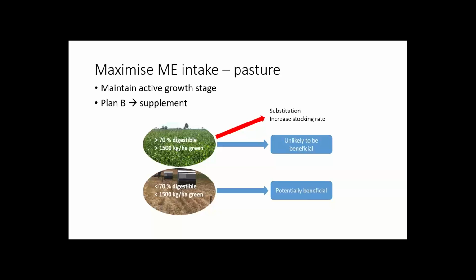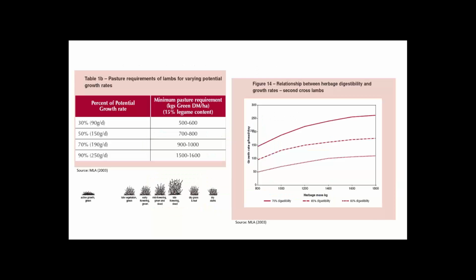It's just a free app on your phone, and you can put in exactly what your digestibility is, exactly what your pasture height is, and it will tell you what your lambs need to grow at X rate. In fact, if you put in that your pasture is 70% digestible and greater than 1,500 kilos, it will tell you not to provide any supplement.